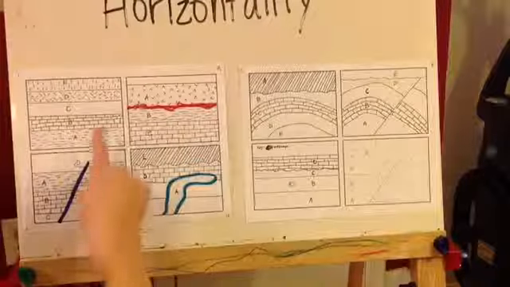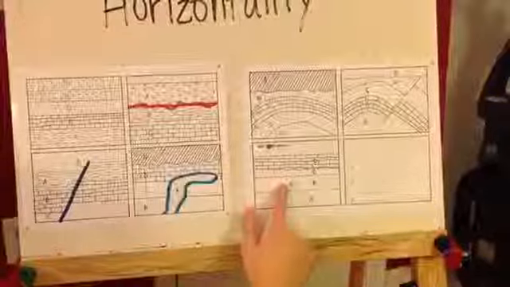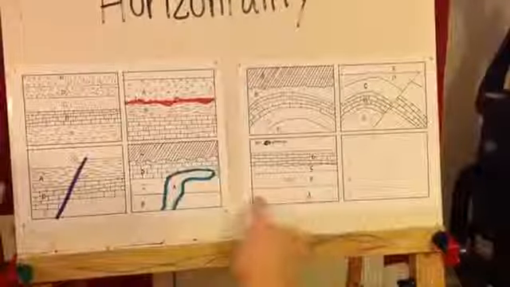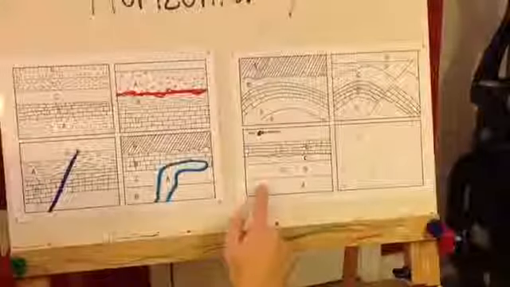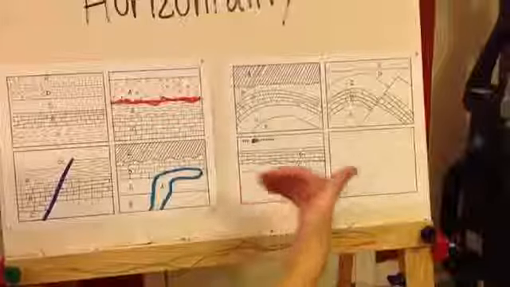Okay? And when we think of the law of superposition, I do want to add one more thing. When we look at the fossils, if I look at it age-wise, this is the oldest rock layer. Any fossils in here would also be the oldest fossils. And as I get up progressively, it's going to get younger.